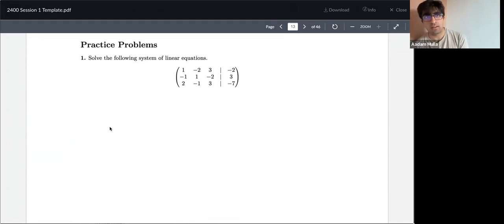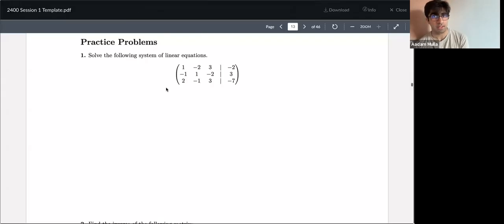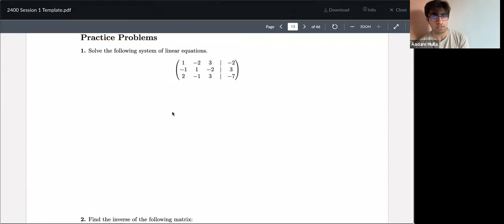Okay, could people in the chat say yes or no whether we want to do this example of row reduction, like a simple row reduction example? Would it be helpful or should we skip over it for now?